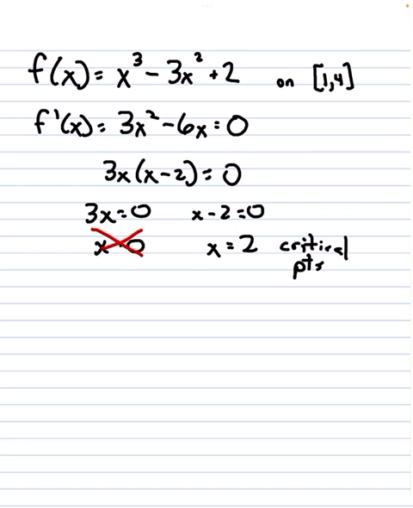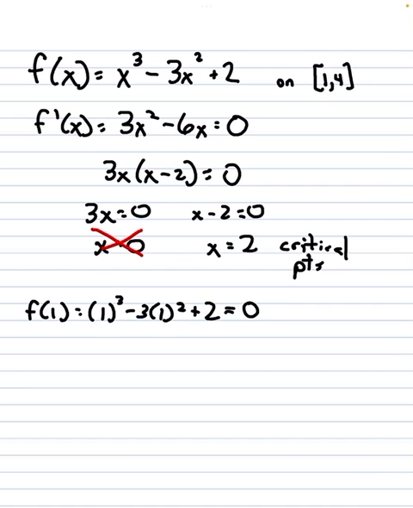So now what we do, we evaluate this function at f of 1. So that's going to be 1 cubed minus 3 times 1 squared plus 2. Remember to use our order of operations. It's easy to make a mistake right here if we're not careful. That's going to be 1 minus 3 plus 2, which is going to give us 0.